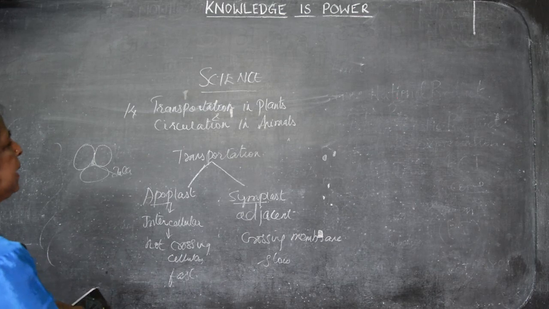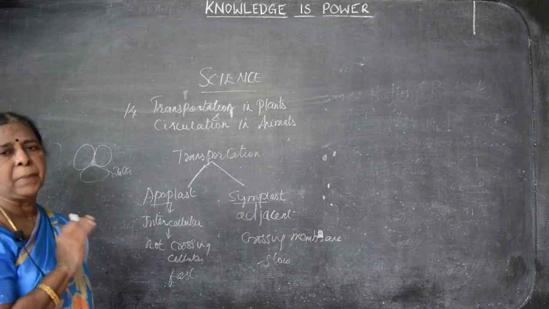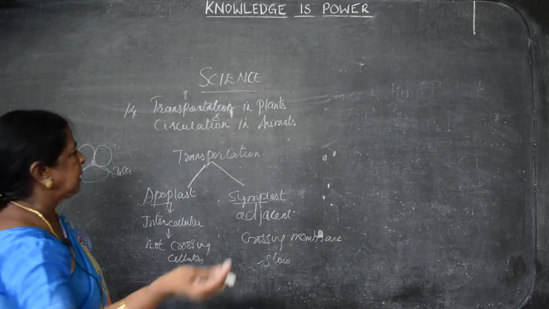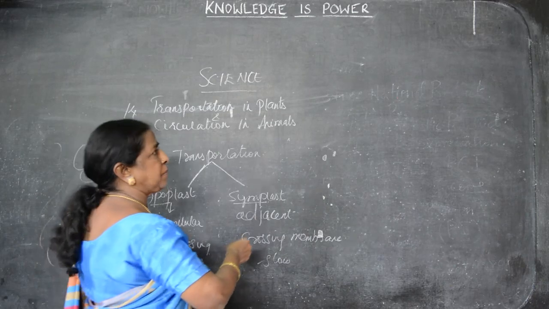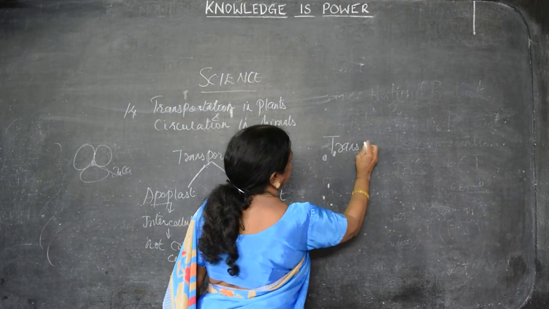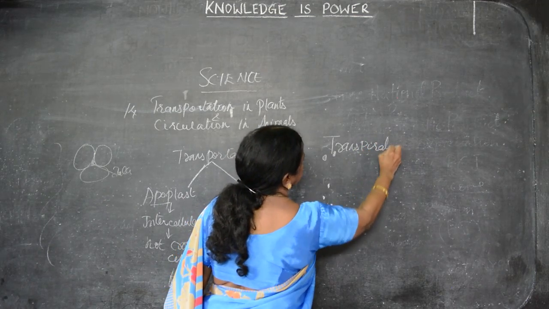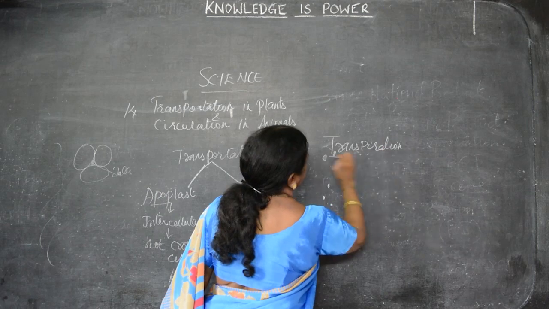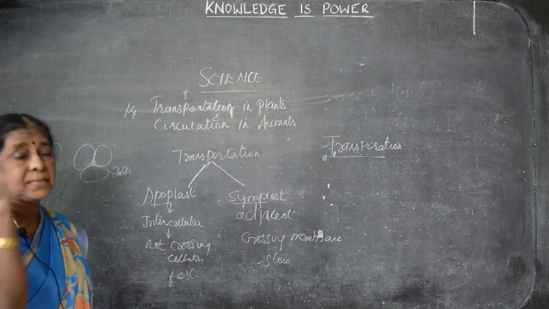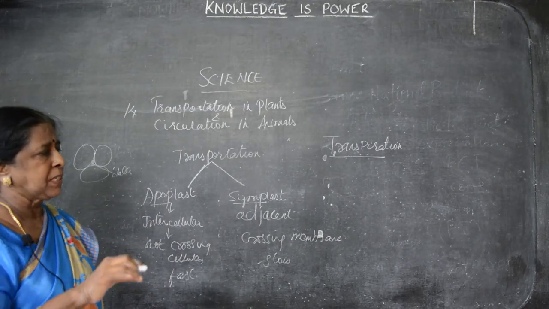Next we have to say transpiration. So far we have seen what is transportation in plants. Circulation in animals we will take in another chapter. Next to transportation, we have to say what is transpiration. What is transpiration? Excess water in the plants is expelled through the leaf surface.